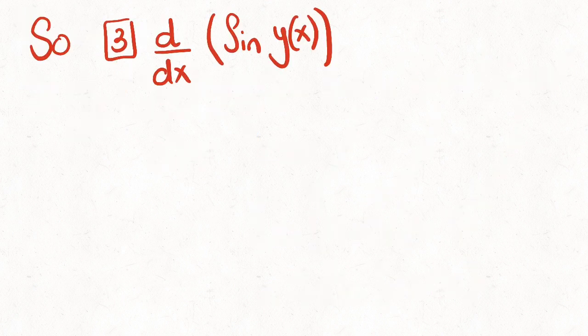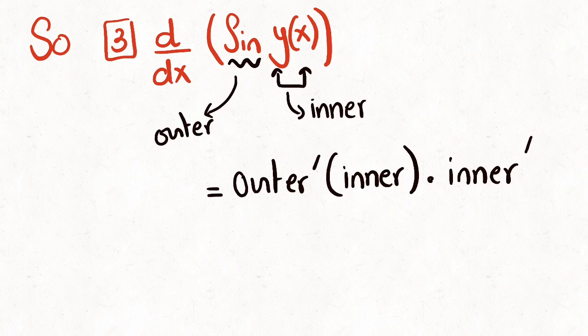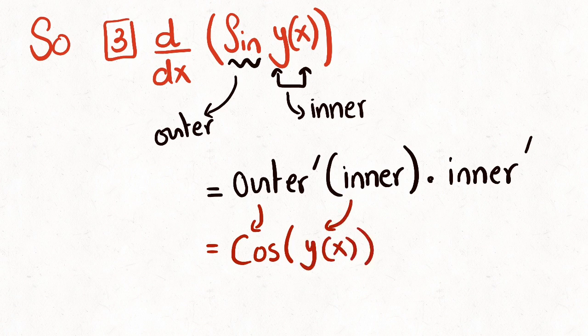Find the derivative of sine, and this time the angle is y of x. Now first of all, we will apply the chain rule. We will say the derivative of the outer is cosine, and we keep the angle which is y of x. Now we go to the derivative of the inner part, and it is only y prime of x, and that's the answer.